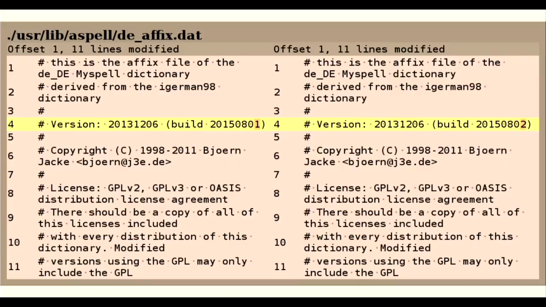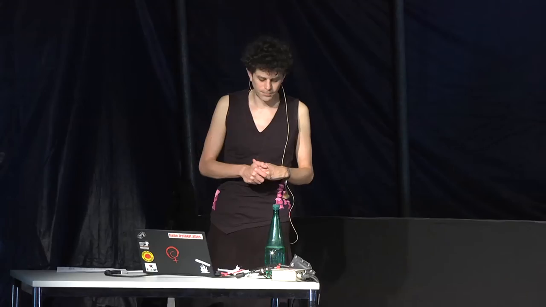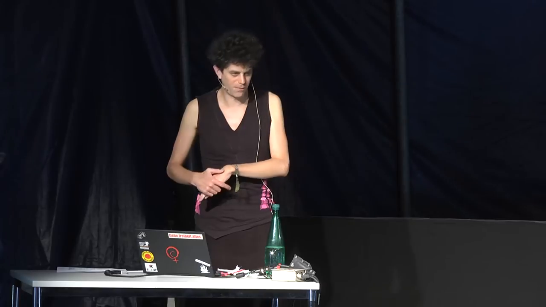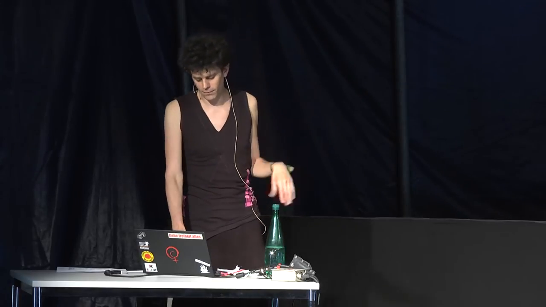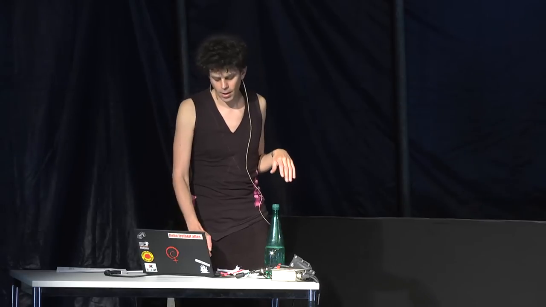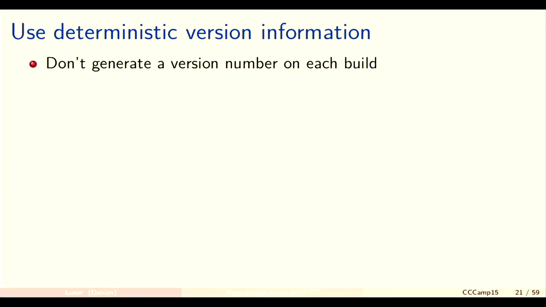So another example. Here we have a build number, which is a date, embedded in the German dictionary for ispell. And the number gets different from one build to the next. So don't do that. You don't want a different version number on each build. That will not work for reproducible builds.